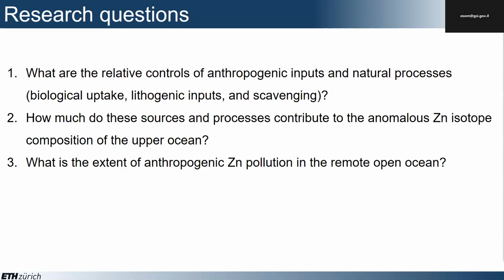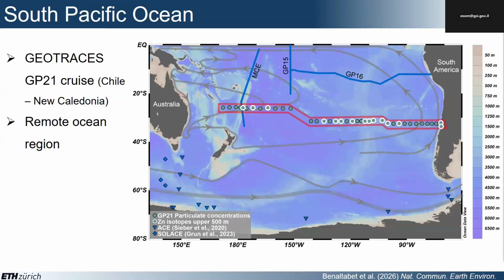Focusing on this third question, we're interested in the remote open ocean because if we find evidence of anthropogenic pollution in the remote open ocean, this would really highlight the extent of the human footprint on the oceans. So this is what we did. We went to the most remote ocean we can, the South Pacific Ocean, which we see right here.